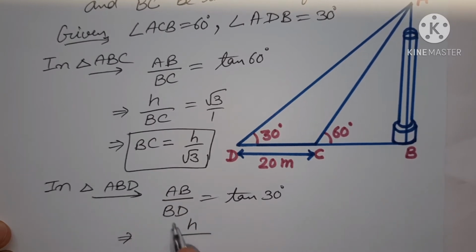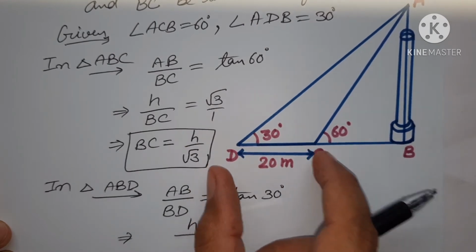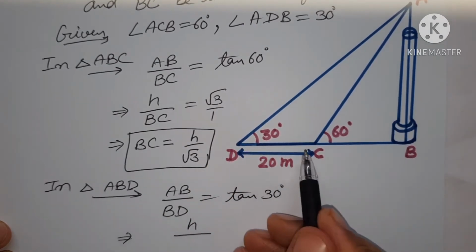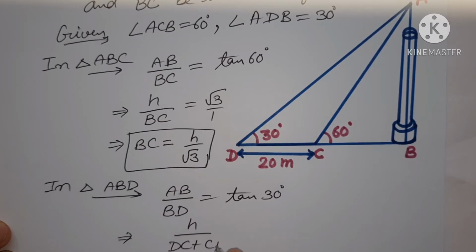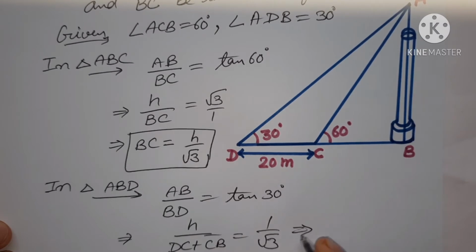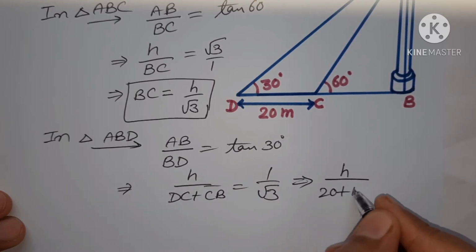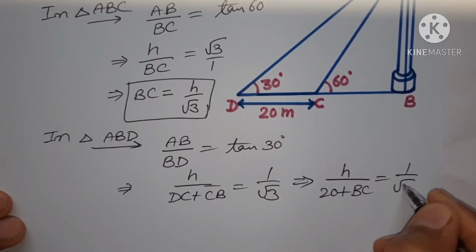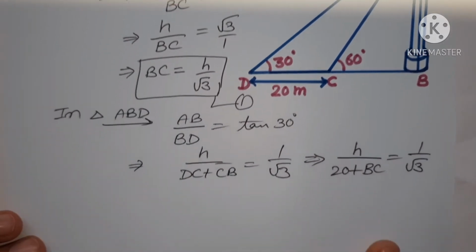AB is h meter and BD is the combination of these two distances, 20 plus BC, because this distance from C to D is given as 20. So in the first step, we write DC plus CB, and tan 30 is 1 upon root 3. After this we can put the value: h upon DC, which is 20, and BC we don't know, is equal to 1 upon root 3. This value of BC we can call equation number 1.